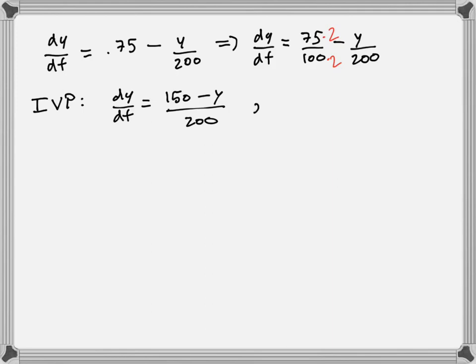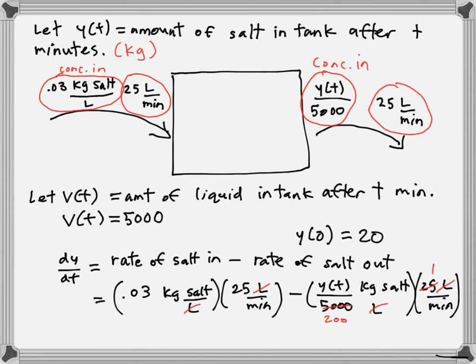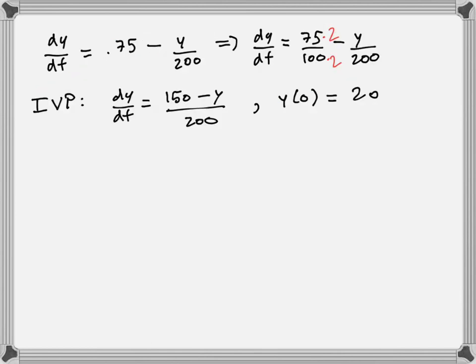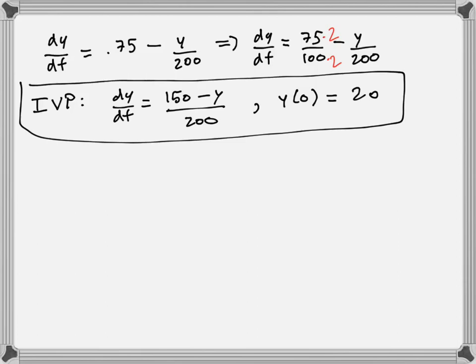Now, this isn't it. We also know that y of 0 is equal to, what was it? It was 20. And this is all part of the initial value problem. This is what we are solving, guys. So how do we solve such a differential equation? Guess what? It's separable. So we're going to write it this way.